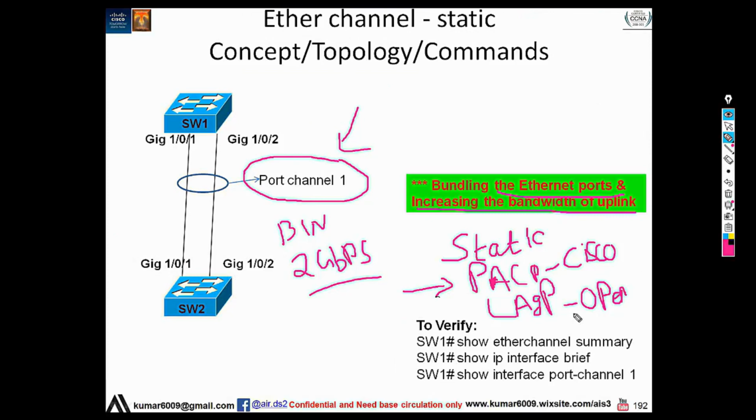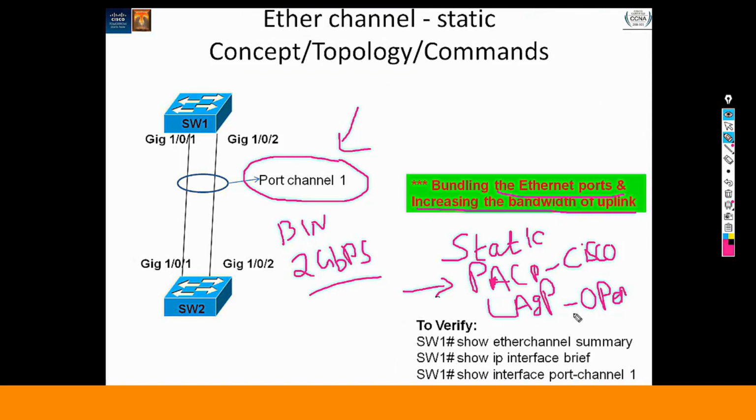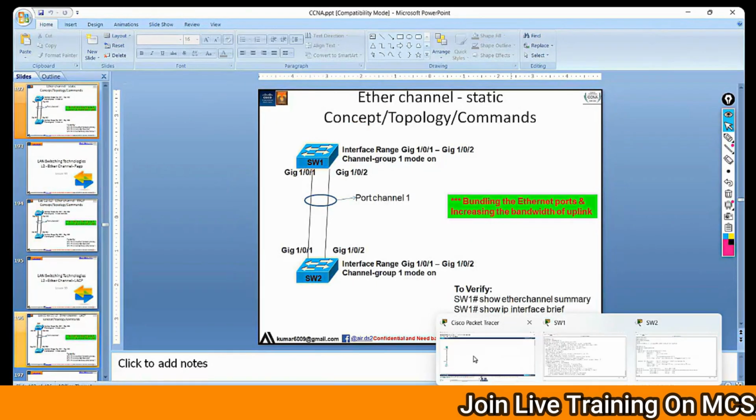Okay. Now these 2 protocols are there. Which protocol will we use? If both switches are Cisco, then we'll use PAgP. If one switch is Cisco and one switch is D-Link, then use LACP. Yes, sir. Now I want to configure EtherChannel in this.